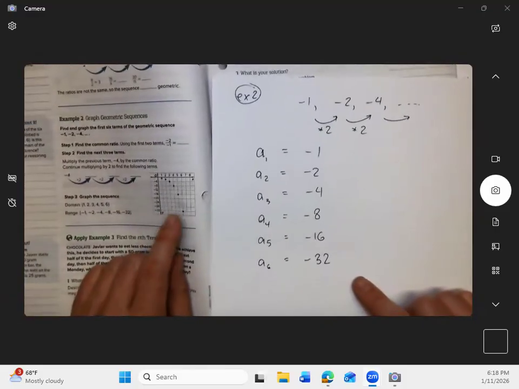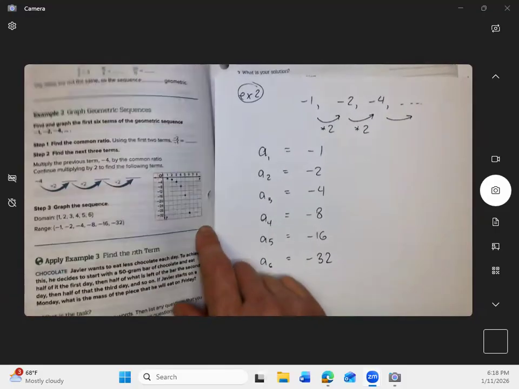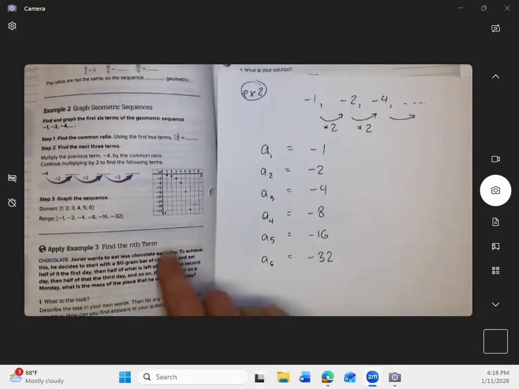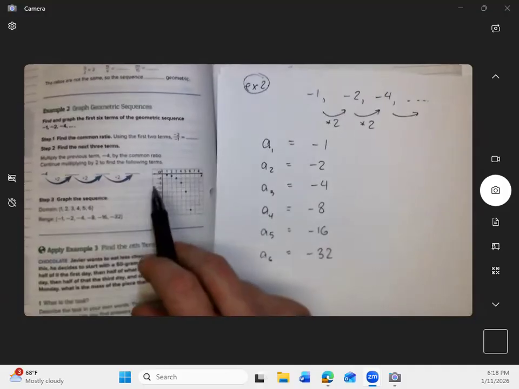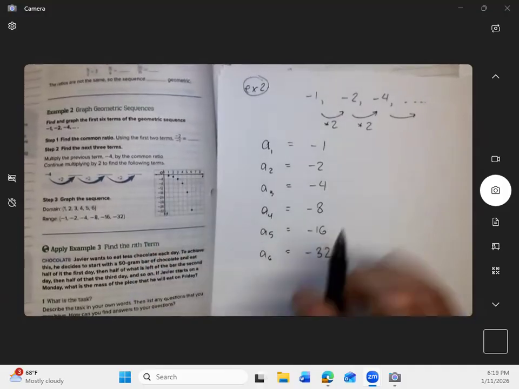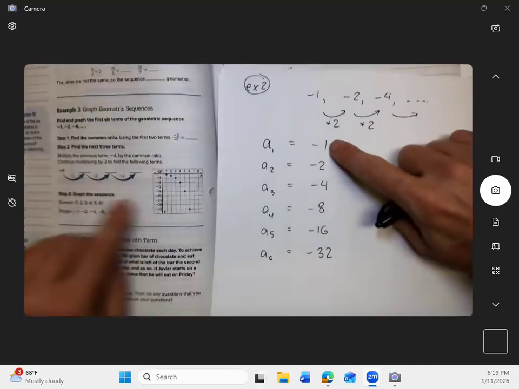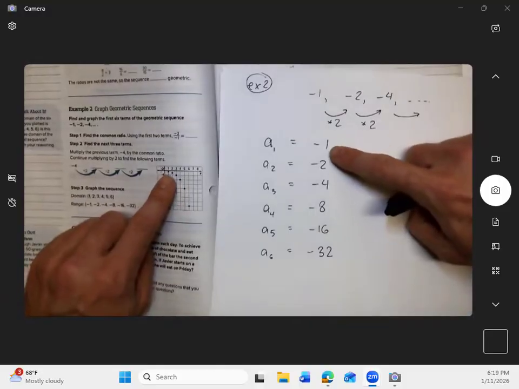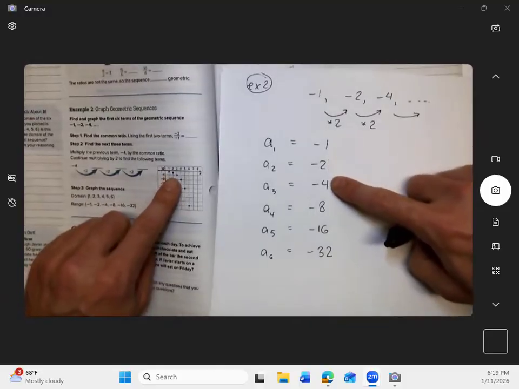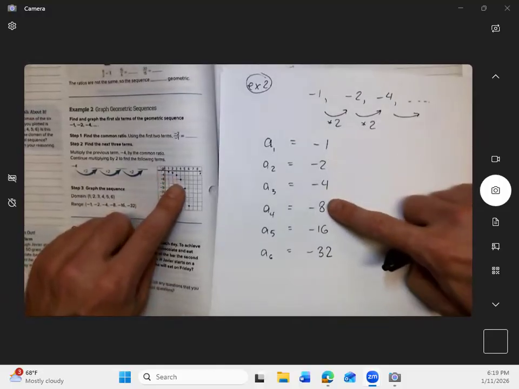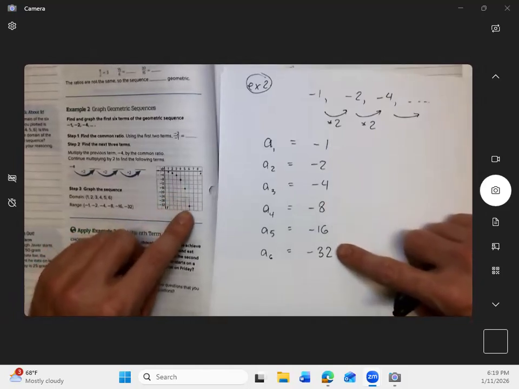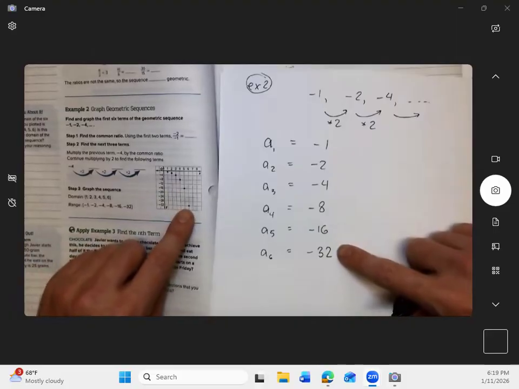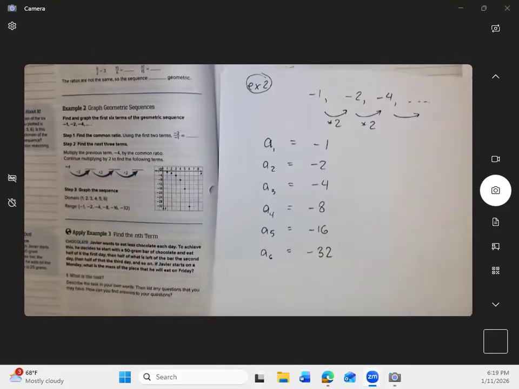Okay, actually, no, they graphed it for you already. You got like this, looks like a plot, right? Because remember, with all these sequences, we're looking at individual discrete points. You guys do see these are discrete points. So we got the coordinate 1, negative 1 right there, bam. 2, negative 2, bam. 3, negative 4, bam. 4, negative 8, bam. 5, negative 16, bam. And 6, negative 32, bam. It's right there. Okay. So yeah, they graphed all of them.